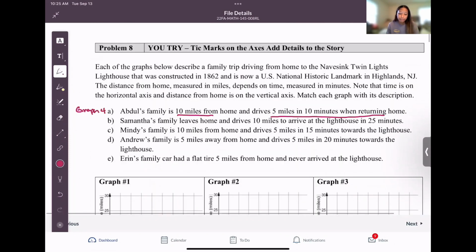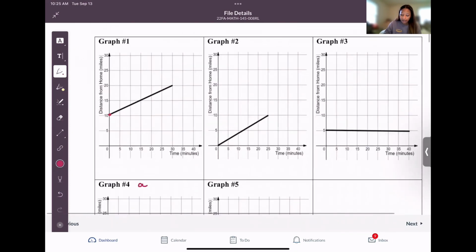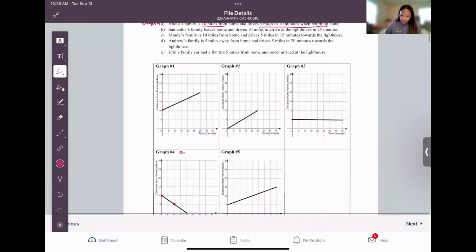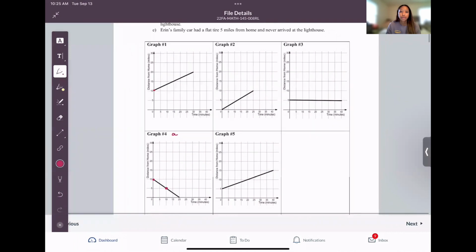All right, on to part B. Samantha's family leaves home and drives 10 miles to arrive at the lighthouse in 25 minutes. All right, so looking at these graphs, if Samantha's family is leaving from home, which one of these graphs do you think it would match up with?